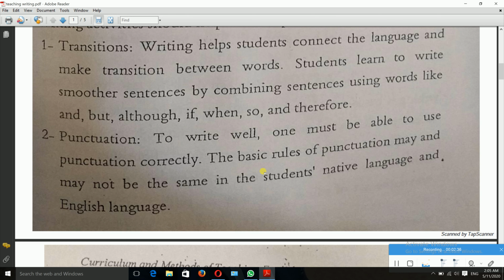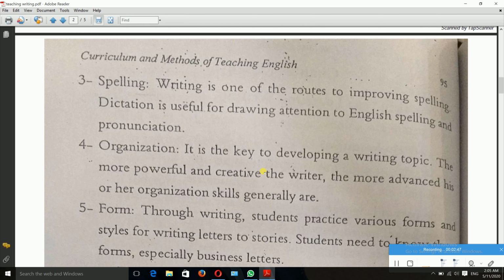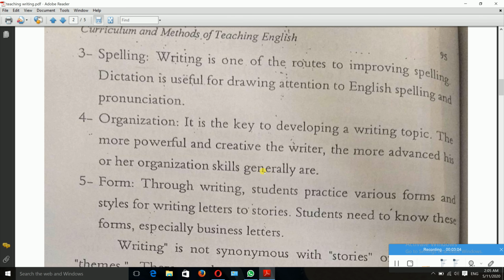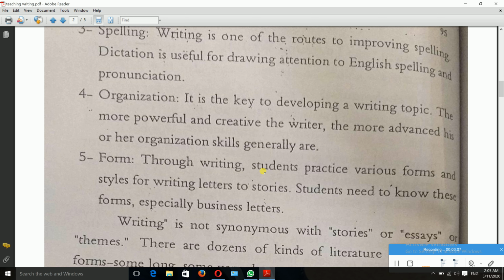Punctuation تنقيط. To write well, one must be able to use punctuation correctly. Basic rules of punctuation may or may not be the same in the student's native language and the English language. Spelling. Writing is one of the routes to improving spelling. Dictation is useful الإملاء for drawing attention to English spelling and pronunciation. Organization is the key to developing writing skills. The more powerful and creative the writer, the more advanced his or her organization skills generally are.